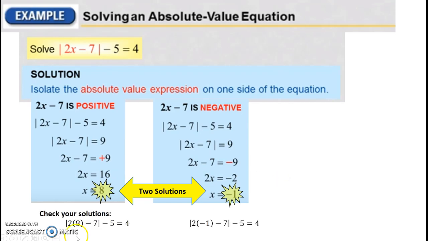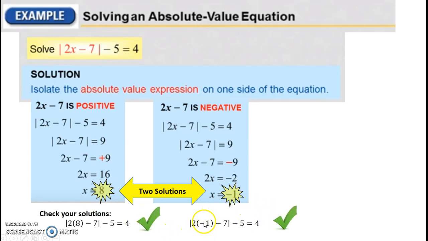So to check our solutions, when I plug in 8, I get 2 times 8, which is 16. 16 minus 7, which is 9. The absolute value of 9 is 9, and 9 minus 5 is equal to 4. And so that is correct.